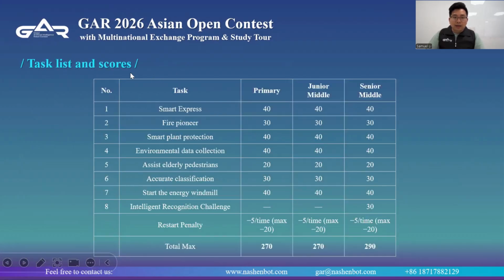The task list and scoring. There are a total of 8 tasks. The 8th one is only for senior middle school. So for primary and junior middle school, you just have 7 tasks. The maximum score for primary and junior middle school is 270. For senior middle school, it is 290.